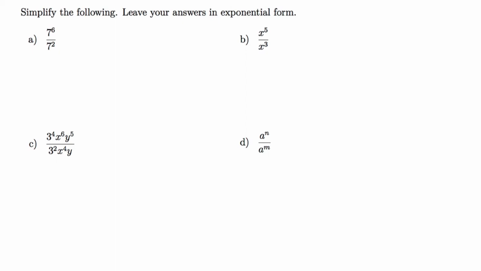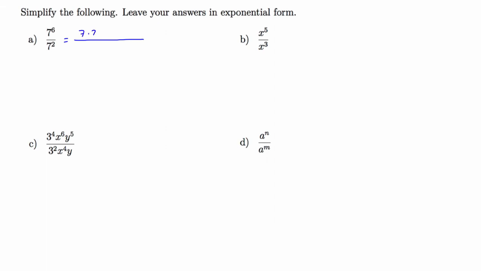In this example, we will investigate and learn 3 rules for exponents that involve division. For all of these, we will go back to what exponents mean and use our understanding of that to come up with a shortcut. In part A, we have 7 to the 6th divided by 7 to the 2nd.